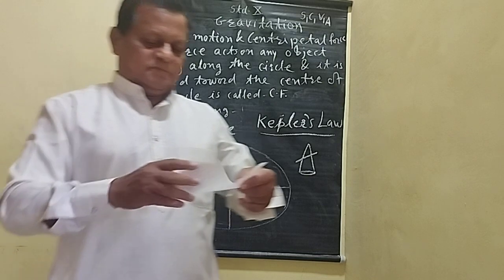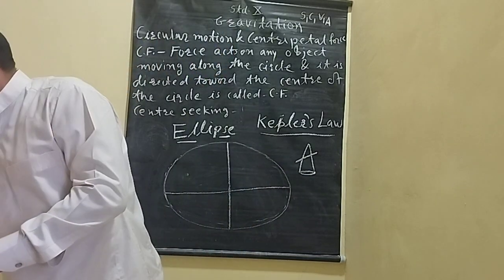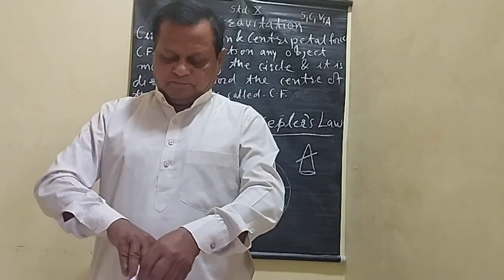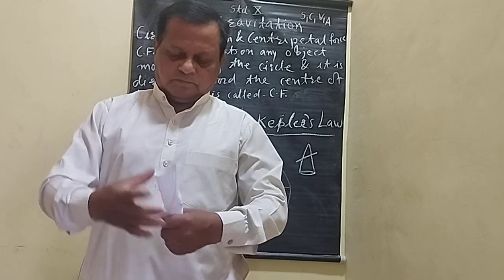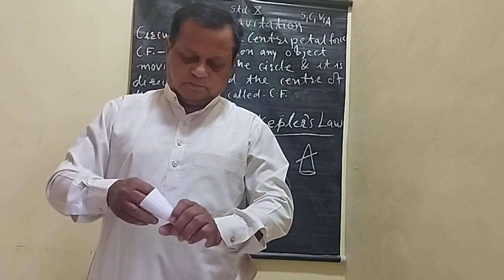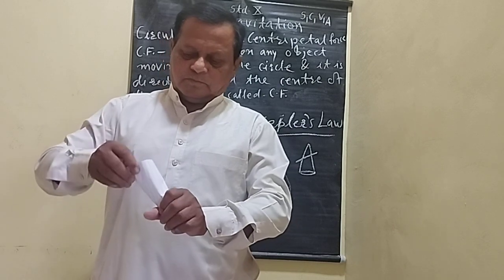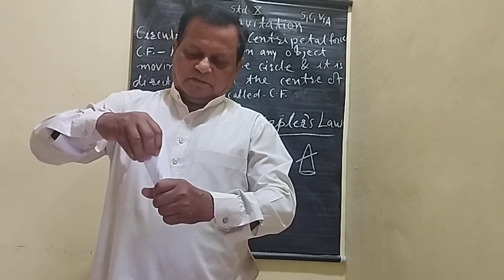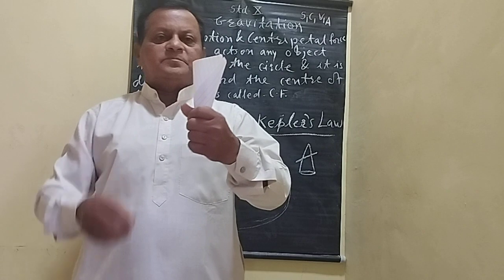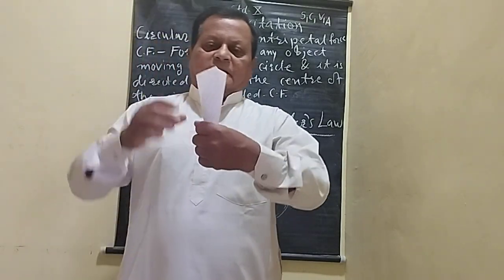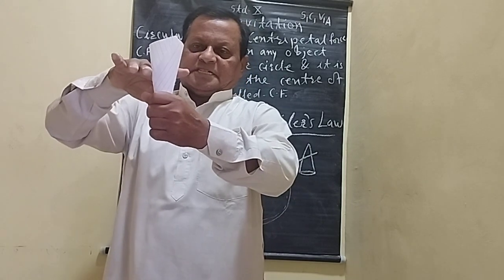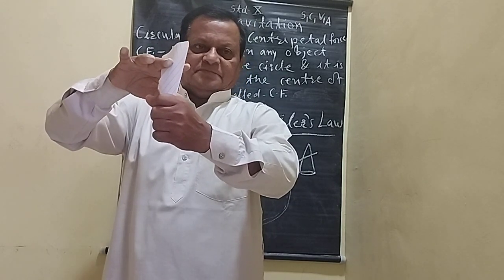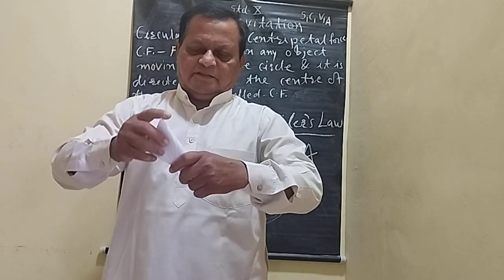Suppose this is a cone. This is a cone, and if we cut this cone straight like this, we will get a circle.